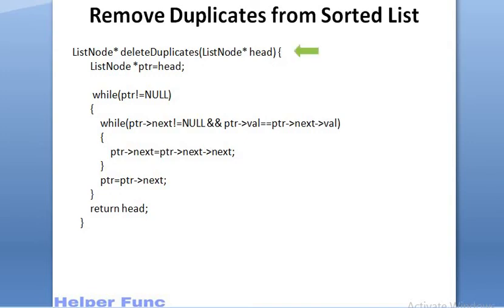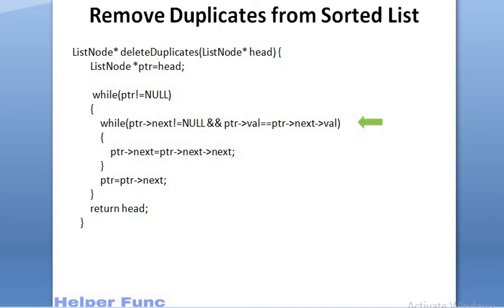We will be given the head node of the linked list. We will declare a node pointer PTR which is pointing to head at first. Now the outer while loop will work until it reaches null, and in the inner while loop we are comparing PTR and PTR's next value, and if they are the same we will perform this operation. Note that for this inner while loop to work, both PTR and PTR's next should be available, and that's why we are checking for PTR next not to be null.